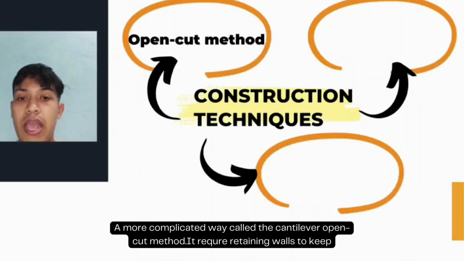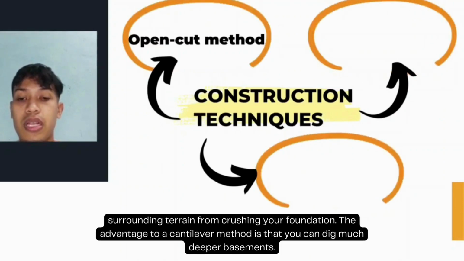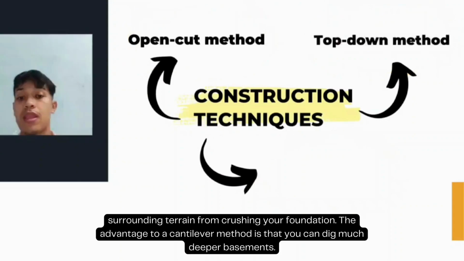building foundation. And then the more complicated and expensive variant is called the cantilever open cut method, which does require a retaining wall to keep surrounding terrain from crushing your foundation. The advantage of the cantilever method is that you can dig a much deeper basement.